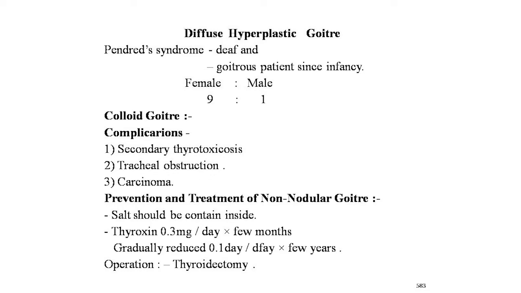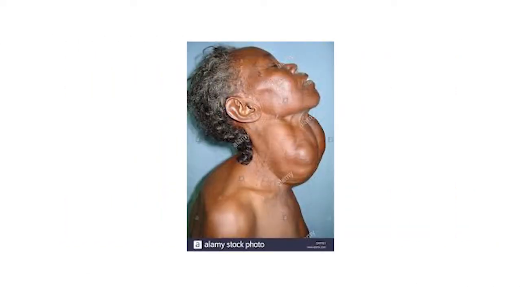Now the prevention and treatment of the non-nodular goiter: salt should be contained in the diet; thyroxine 0.3 mg per day for a few months, gradually reduced to 0.1 mg per day for a few years; operation, thyroidectomy, for the simple goiter. This is also a picture of the simple goiter. This is a huge colloid goiter.